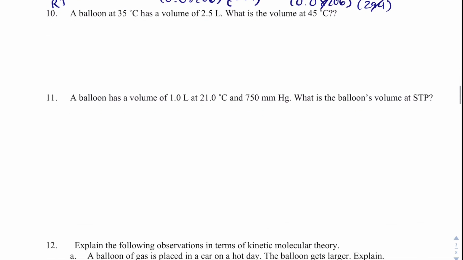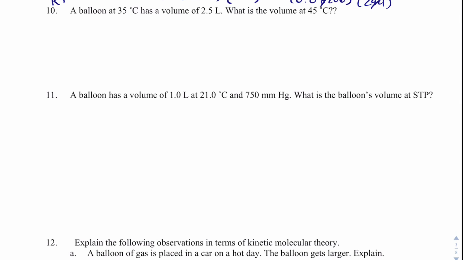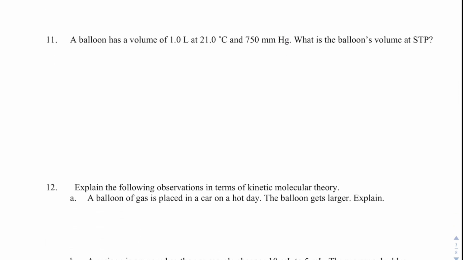Okay, now I'm going to do just a couple more of these gas law problems just because I want to show common mistakes that people tend to make. And so I'm going to look at number 11. It says a balloon has a volume of 1 liter at 21 degrees Celsius and 750 millimeters of mercury. What is the balloon's volume if we change our conditions to STP? If you remember, STP means we're at 1 atmosphere of pressure, and our temperature is 0 degrees Celsius. So what I'm going to do is say PV equals nRT. I have pressure, volume, and temperature here.